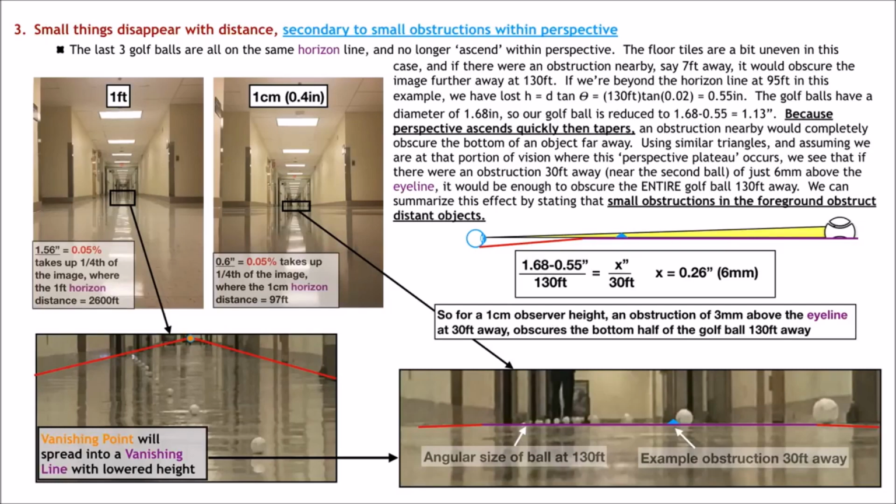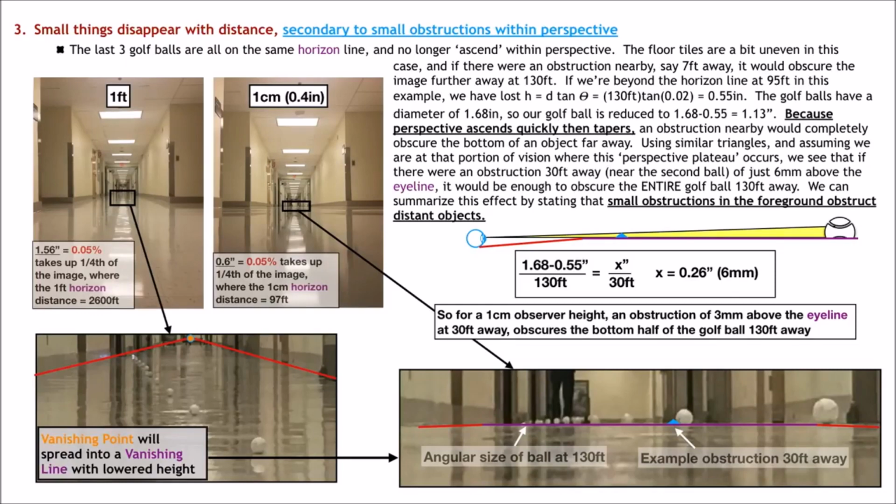If we are beyond the horizon line at 95 feet in this example, we have lost a height equal to d tan theta, or 130 feet times the tangent of 1 arc minute, or 0.55 inches. The golf balls have a diameter of 1.6 inches, so our golf ball is reduced to 1.6 inches minus 0.55, equal to about 1.13 inches, given an obstruction.